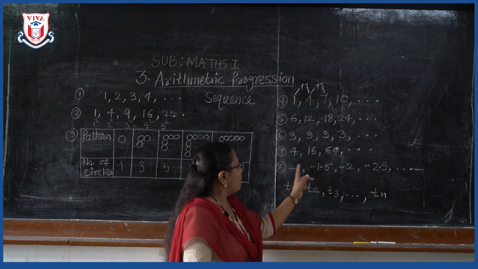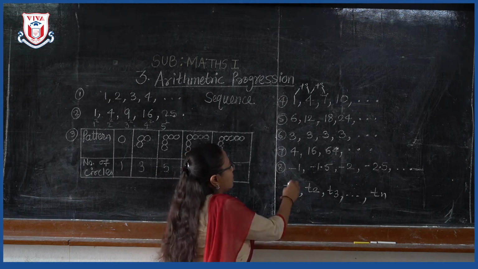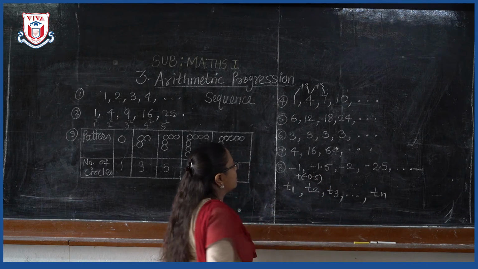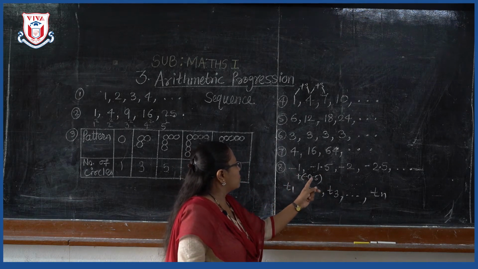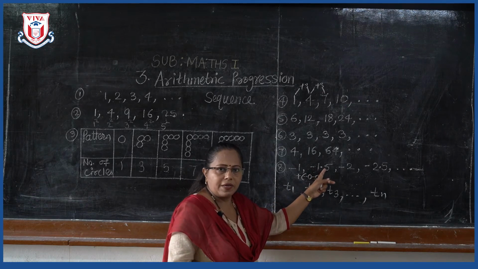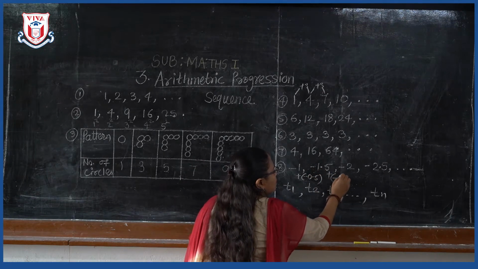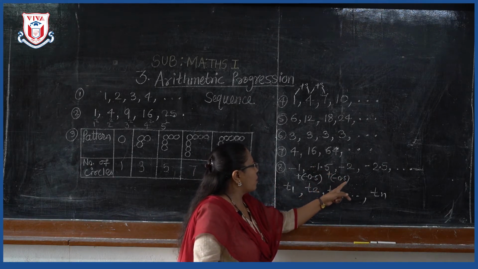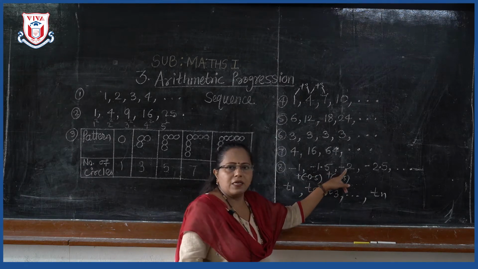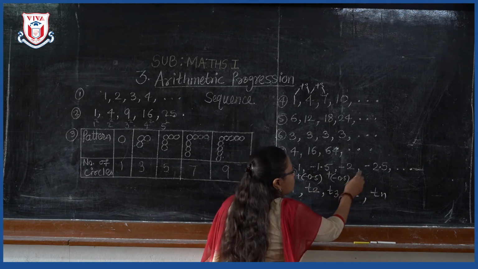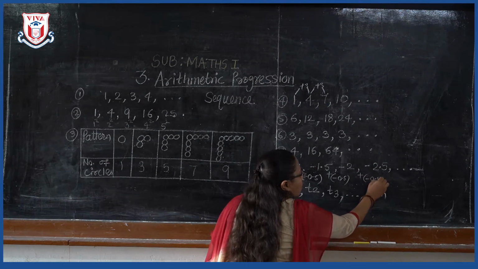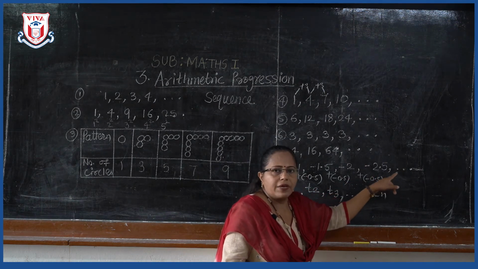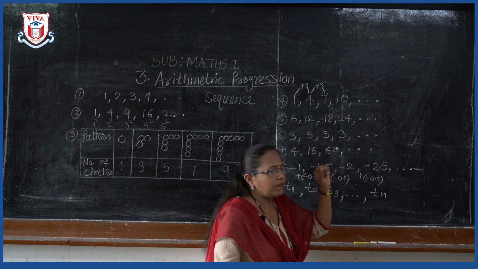Okay. So if you find out the order relation here, you will get that if you add minus 0.5, see minus 1 plus minus 0.5, you will get minus 1.5. Again add minus 0.5. So minus 1.5 plus minus 0.5, if you add this, you will get minus 2. Again minus 2 plus minus 0.5, you will get minus 2.5. So to get the next term, we have to add minus 0.5.